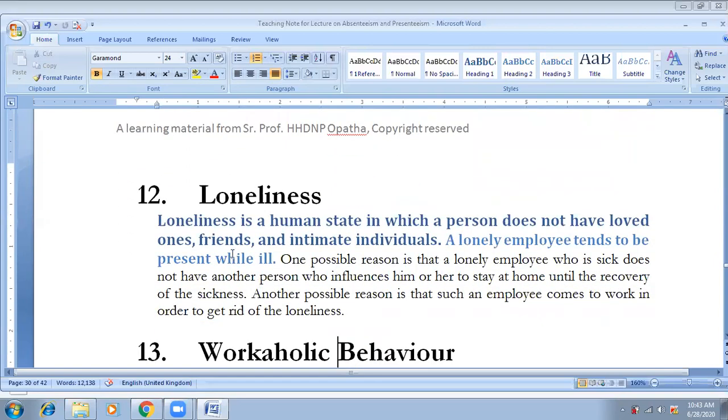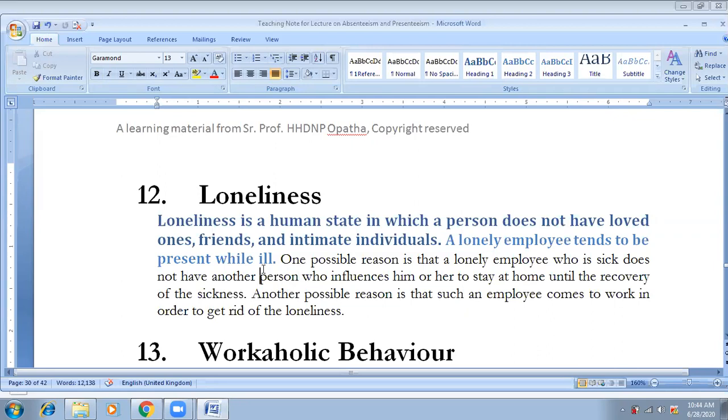Then another unfortunate reason that will encourage presenteeism is loneliness. Loneliness is a human state in which a person does not have loved ones, intimate people, or friends. A lonely employee tends to be present while ill. One possible reason is that a lonely person who is sick does not have another person who can influence them to stay at home, by showing love and affection, until recovery. Another possible reason is that such an employee comes to work in order to get rid of the loneliness.